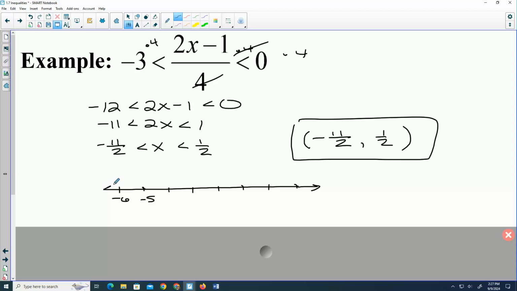Okay, so you could make me a number line here. I'm not really picky if you don't label every single number. As long as I can tell what you're counting by, that's fine. So negative 11 halves, that's negative 5.5. Positive 1 half. Everything in between. So far, so good?